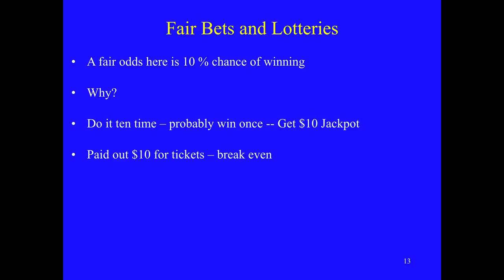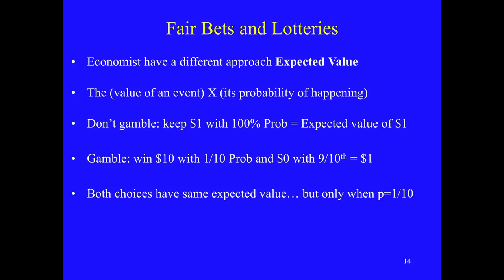I think we all know that a fair gamble in this situation is a 10% chance of winning. Why? Well, intuitively, if I do it 10 times, I probably win once, right? And then I'll get $10, I will have paid out $10, so it's a break-even point. And that's the intuition. Economists have taken this a step further and have a more sophisticated way of thinking about it, which comes to the same thing.